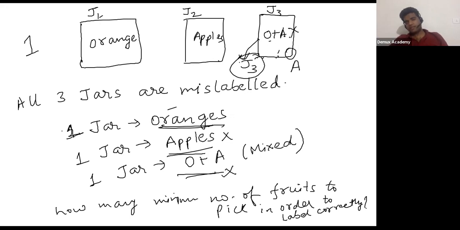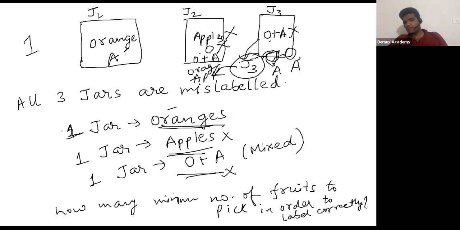So now you pick up from J3. Whatever you get is the labeling of J3, right? If you get orange, then you know that J3 is only O. If you get apple, you know that J3 is only A. So J3 has been labeled correctly. Now use that inference to label J1 and J2. How? You know that J3 has only oranges. So now come to J2. J2 definitely does not have only apples. Now you know that J2 also does not have only oranges because only oranges is in J3. So J2 has O plus A. And what is left? A.